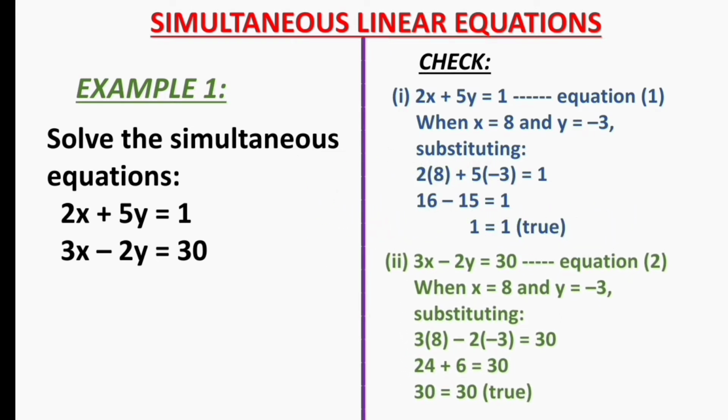Substitute your values for x equal to 8 and y is equal to minus 3 into equation 2, which is 3x minus 2y is equal to 30. You'll find that the equation reduces to 30 is equal to 30, which is also a true statement. That means that your answers x is equal to 8 and y is equal to minus 3 are very correct again. Please do ensure you always check your answers after solving your simultaneous equations.